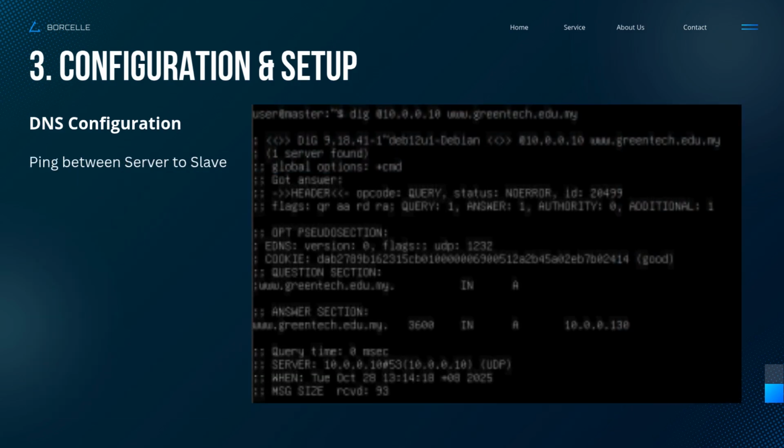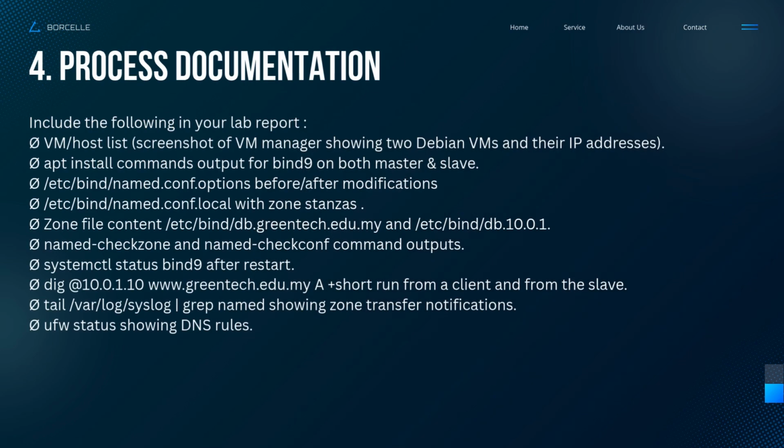So lastly, to ensure that our DNS is connected, we ping server to slave or the other way like slave to server. Next is question 4, process documentation. So what is included in our lab is the VM and the host list and the screenshot of our command. So this I already explained in the previous part, which is question 3, like always. So that's all in part 4.